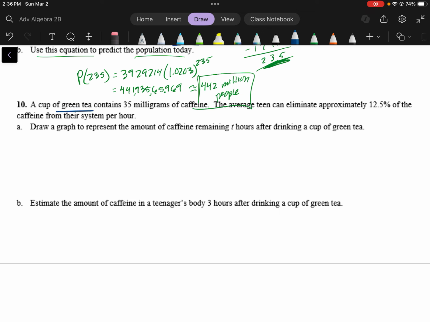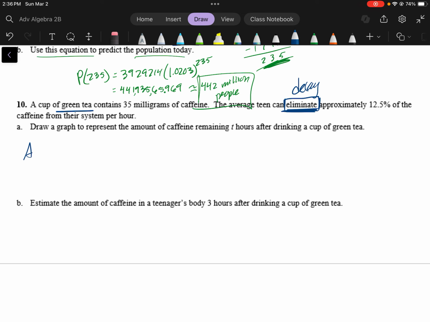So we have 35 milligrams of caffeine, and it says the average teen can eliminate. That's an important word, eliminate. So is this going to be exponential growth or exponential decay? Well, eliminate would be that it's going down. We're having less of it, so this is going to be a decay problem, which means we're going to use the same equation, except instead of adding our rate, we're going to subtract our rate.